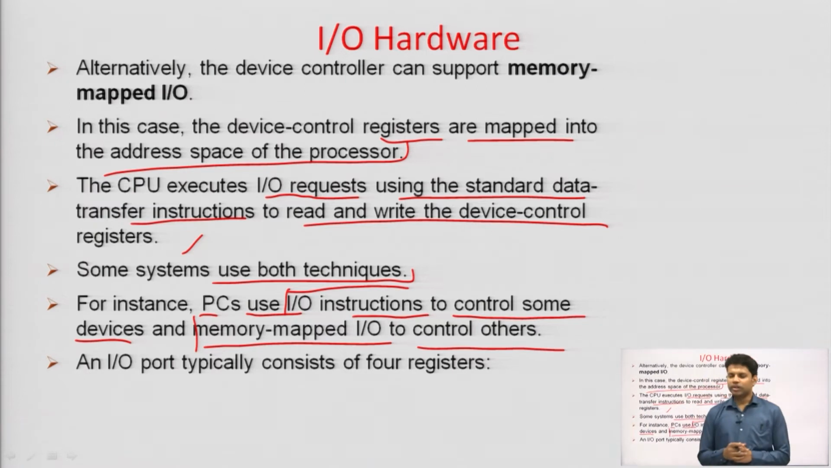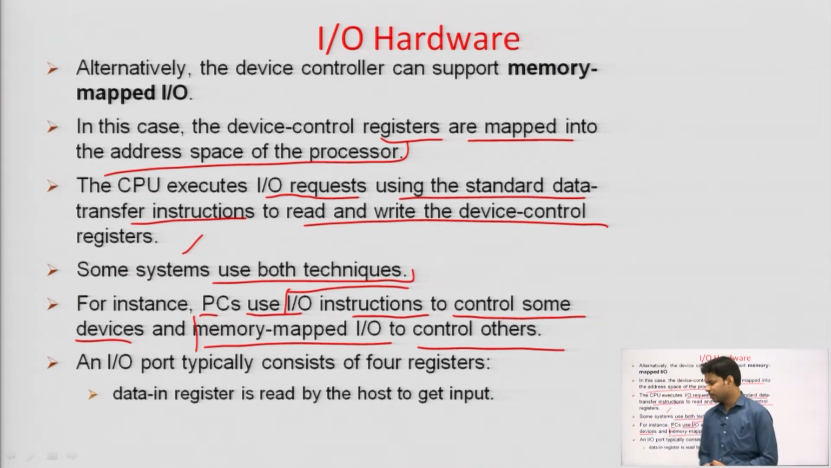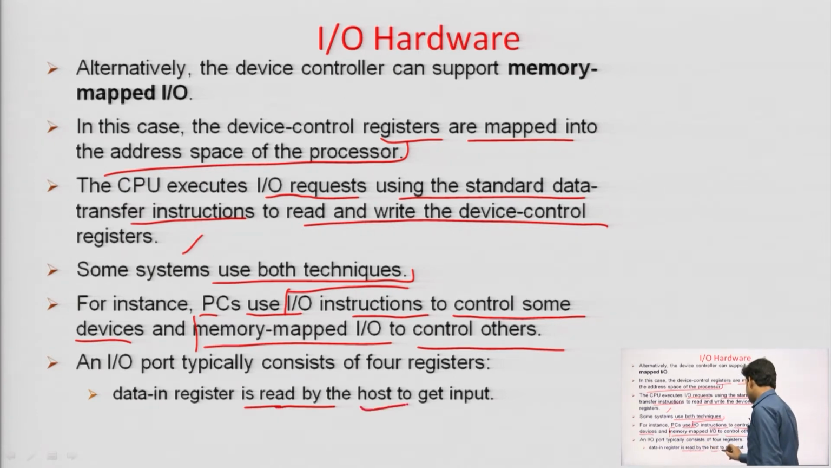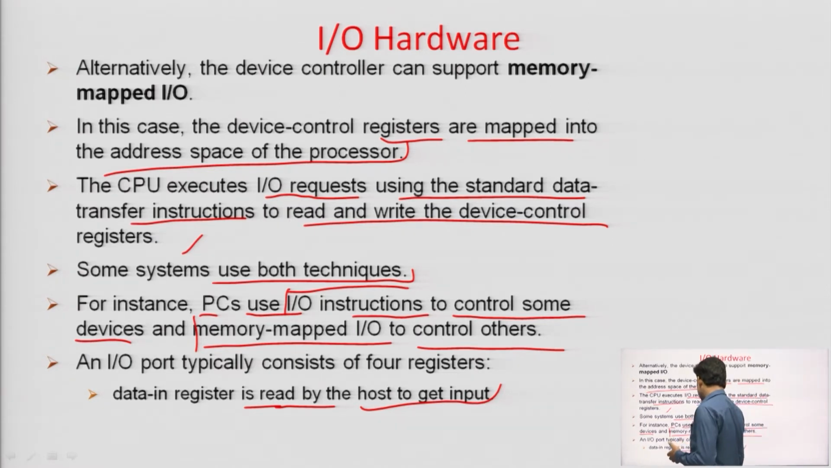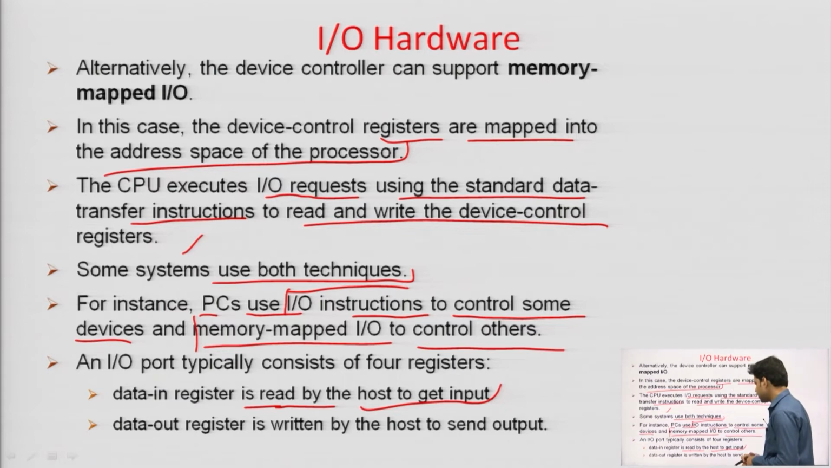An IO port typically consists of 4 registers. Let's see the responsibilities of those 4 registers. First is the data in register, which is read by the host to get the input. The data in register contains the content that is to be read by the host to get input from the keyboard or anywhere. The data out register is written by the host to send output.